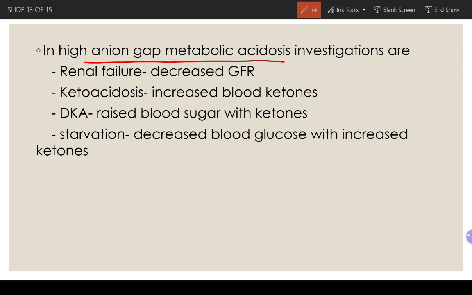So when you suspect that the metabolic acidosis is due to renal failure, you check for a decreased GFR. If you have a decreased GFR, then you can be sure that it's due to renal failure. Or you can check the blood ketones. So with blood ketones, you can tell that it is ketoacidosis, and if there is raised blood sugar, you can tell that it is diabetic ketoacidosis, and if there is decreased blood sugar, you can say that it's due to starvation or alcoholism. And again, the difference between starvation and alcoholism can be made from the history.